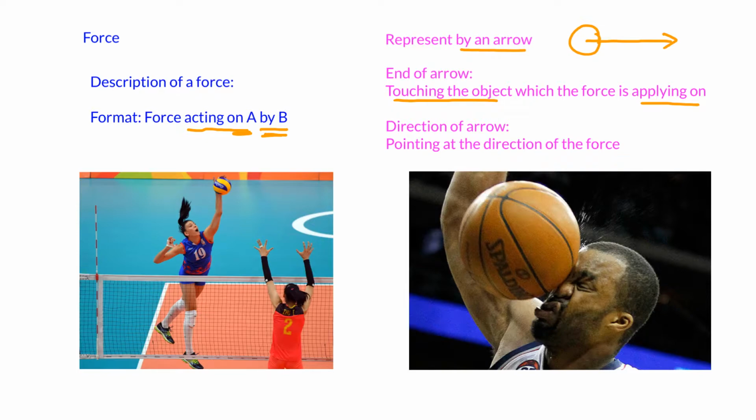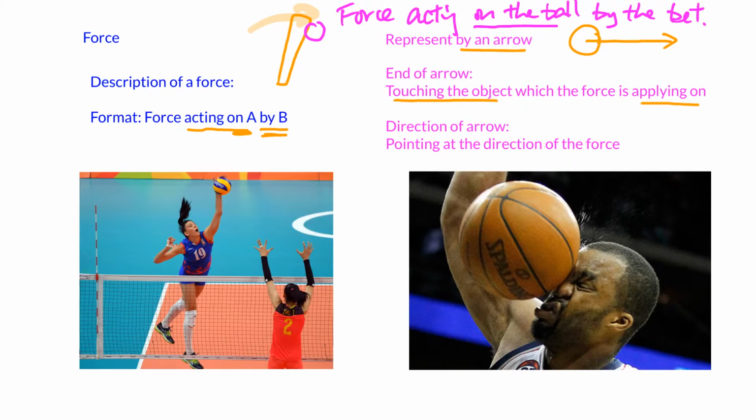Say for example, if I have a baseball bat here, and I got a baseball here. Say the baseball bat is moving in general in this direction, to hit the ball. So the ball is hit: force adding on the ball by the bat.